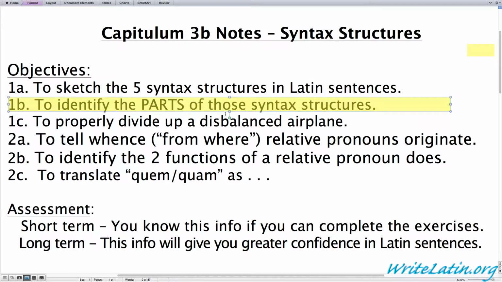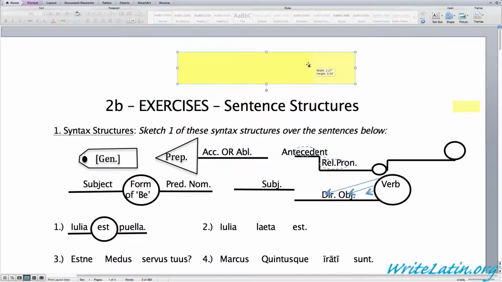Objective 1b, to identify the parts of those syntax structures. As for simple syntax structures like tags and swords, or épées, like in fencing, there's no parts that need to be gotten into. Well, of the épée, there's the preposition itself, and then the noun, but that's not important. In relative clauses, there are 2 important parts. There is the relative pronoun who or which, or whom, or whose, or for whom, or in whom. And then there's the antecedent that it's talking about, which usually comes right before it.